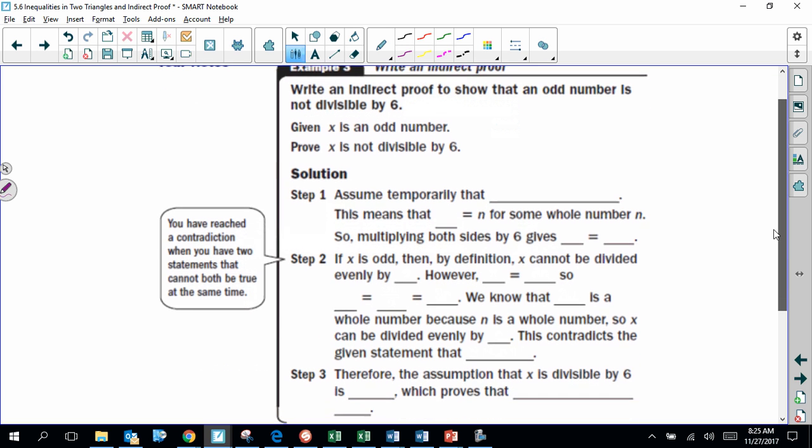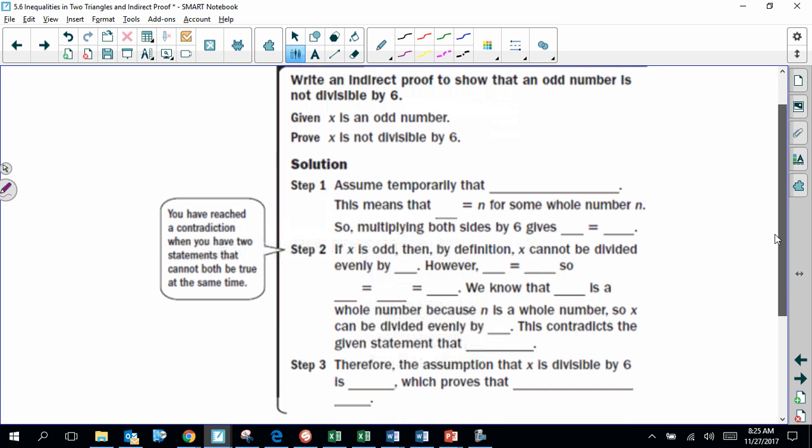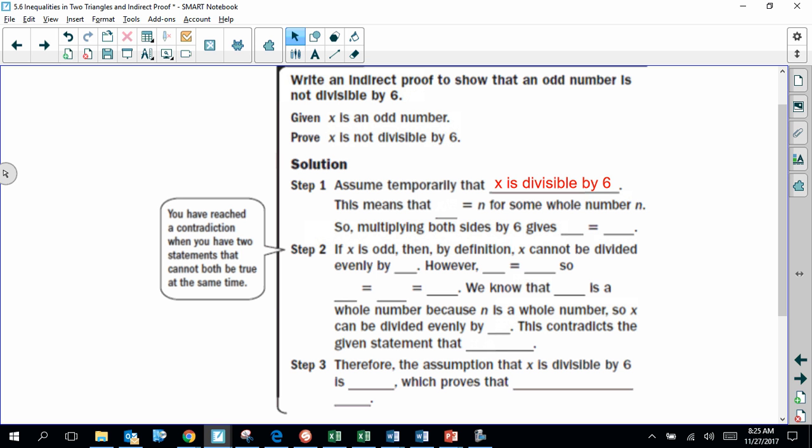So here we're going to move on and write an indirect proof showing that an odd number is not divisible by the number 6. We're just going to follow through the step process that they're giving us because they actually did a really good job of explaining it here. So we're given that x is an odd number and we want to prove that x is not divisible by 6. So for the time being, we're going to temporarily assume that x can be divisible by 6. That's the assumption that we make.